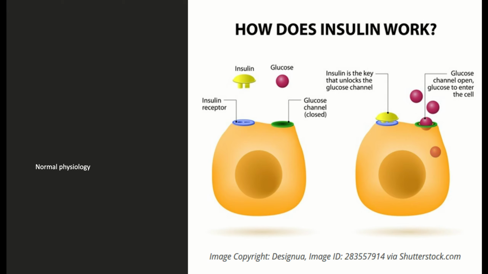So when you eat, glucose levels in your blood rise. In response to increased blood glucose levels, insulin is released from pancreatic beta cells. At the cellular level, insulin facilitates the transport of glucose across the cell membrane to the cell's interior. Inside the cell, glucose is metabolized as fuel, releasing the energy necessary for normal cellular functioning.